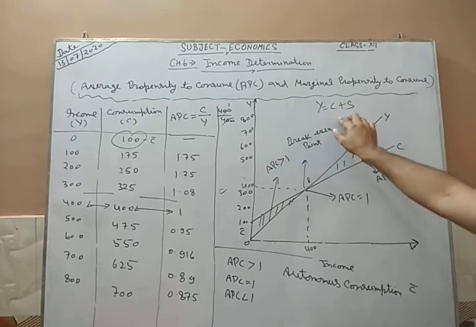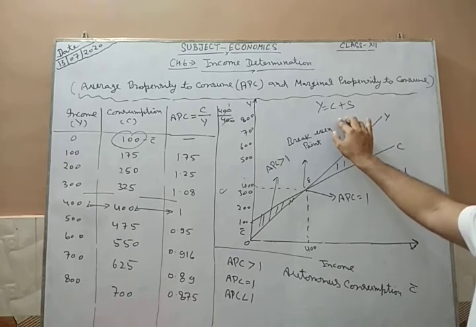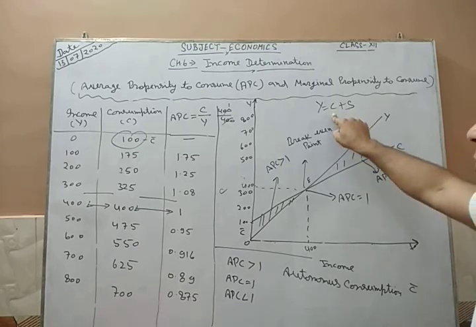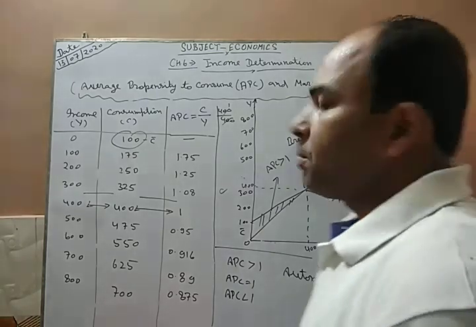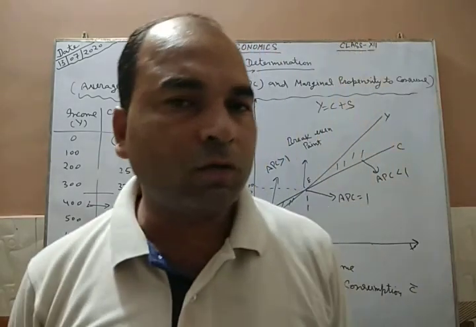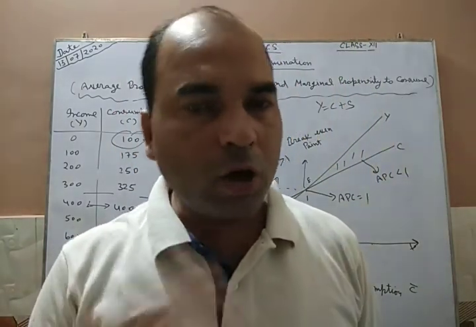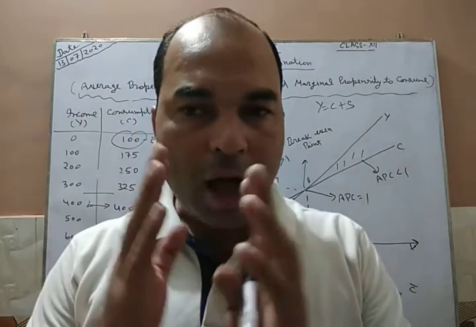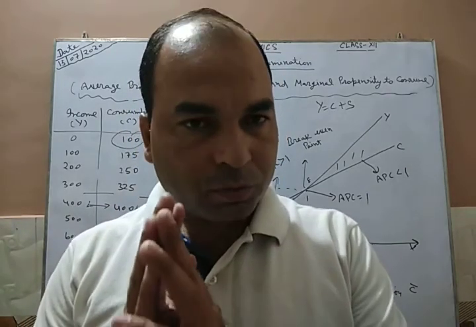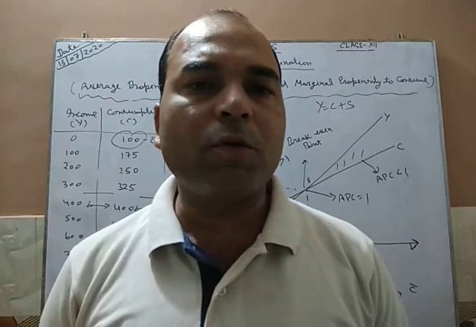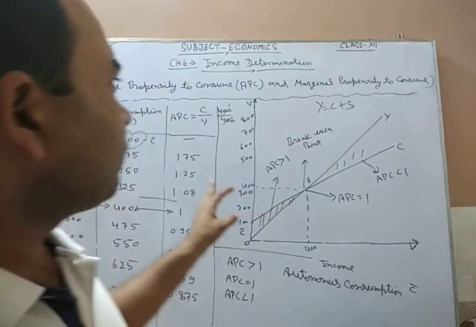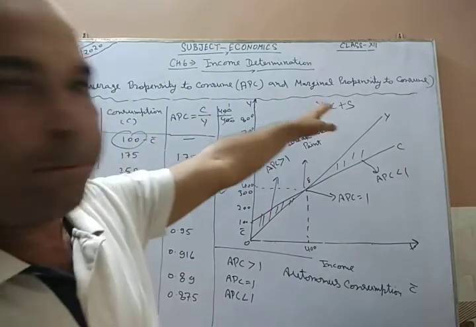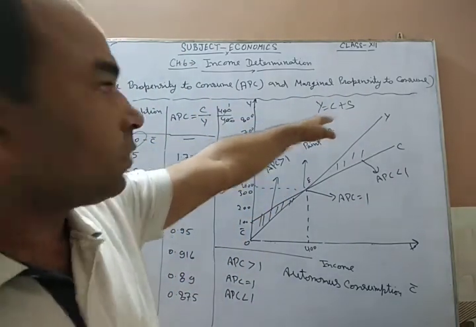So both of these topics we have discussed in two types. In propensity to consume, we have average propensity to consume and marginal propensity to consume. On the other hand, in propensity to save, we have two more concepts, that is average propensity to save and marginal propensity to save. We will discuss them later on. Today we will discuss only average propensity to consume. अभी MPC भी आपका बचता है. Today I will discuss only APC.